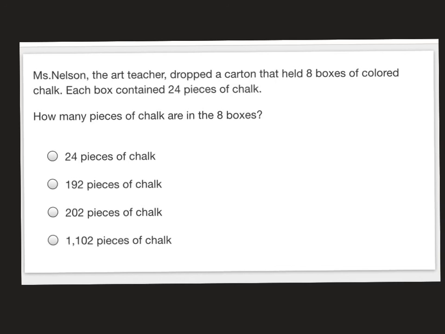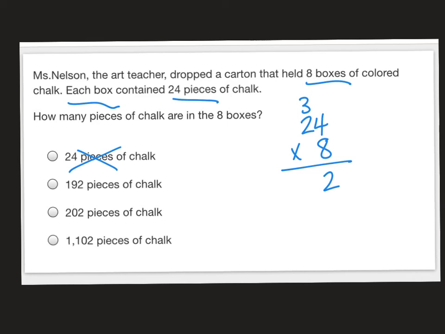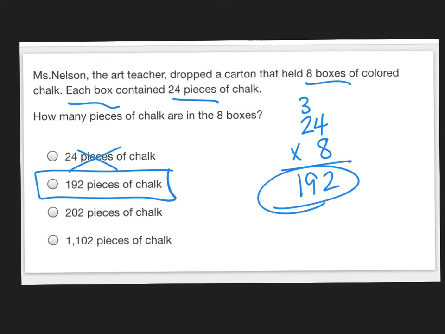So it just says that Miss Nelson dropped a carton that had 8 boxes of colored chalk. Each box contained 24 pieces. How many pieces of chalk are there total in that 8 boxes? So that would tell us that we're going to multiply. So we are going to multiply 24 times 8. Obviously, A is not our choice because we're multiplying it by 8. It can't stay the same. 8 times 4 is going to give me 32. 8 times 2 is 16. 16 plus 3 is 19. So 192 pieces of chalk is your answer on that one.